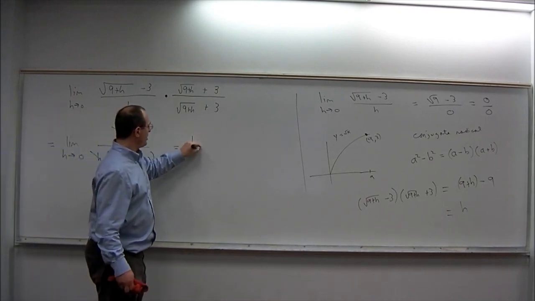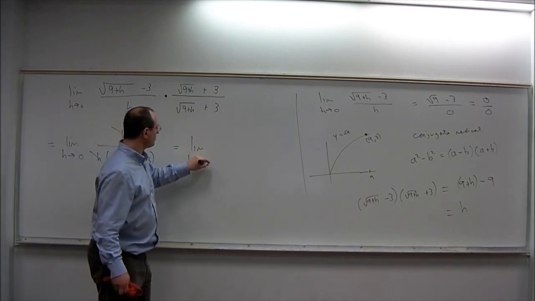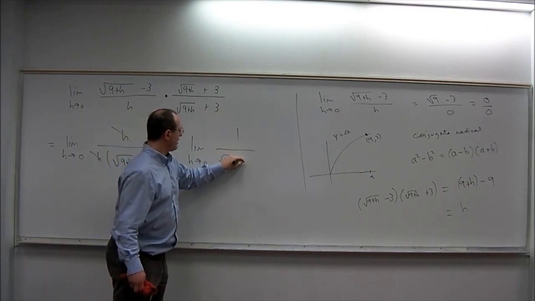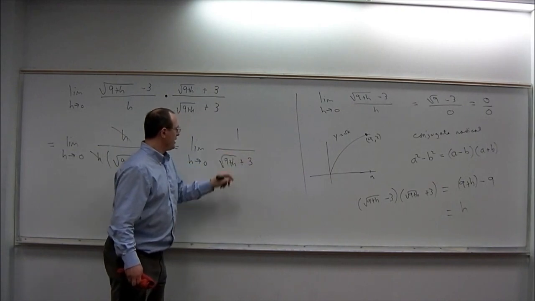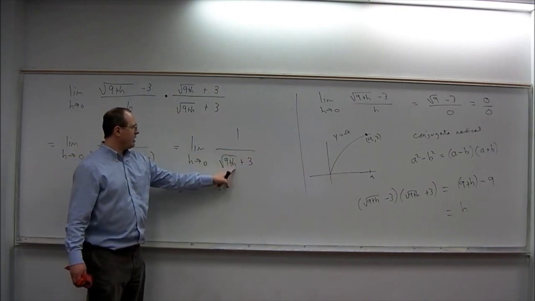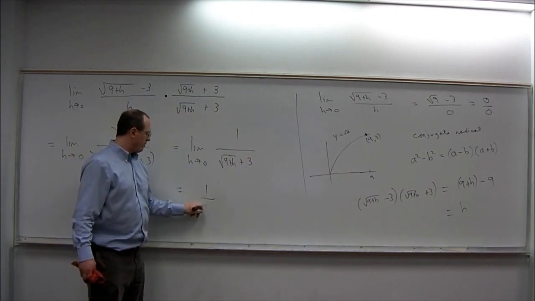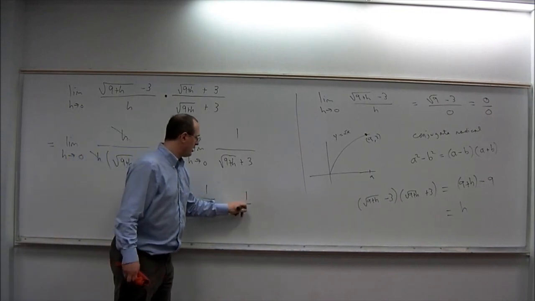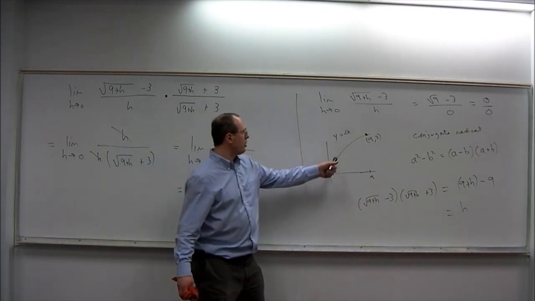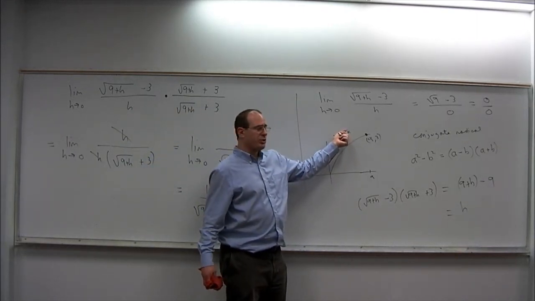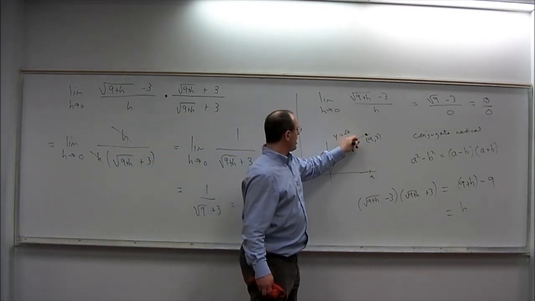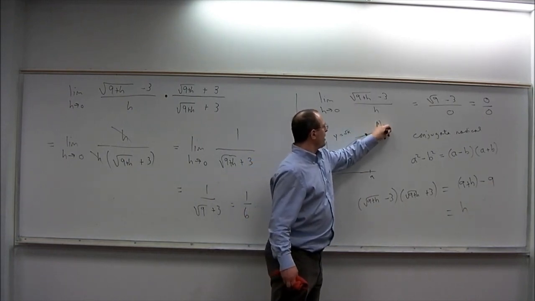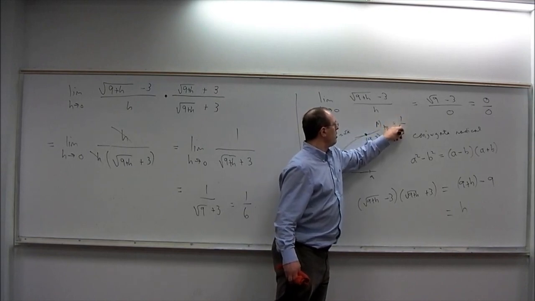So canceling the h's leaves us with 1 in the numerator and the conjugate radical in the denominator, and letting h be 0, we get 1 over the square root of 9 plus 3. That's 1/6. So the slope of the curve y equals the square root of x, at the point (9, 3), if you draw that tangent line in there, the slope of that tangent line is 1/6.